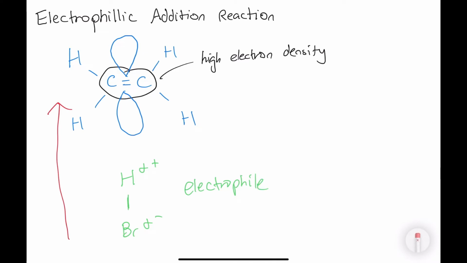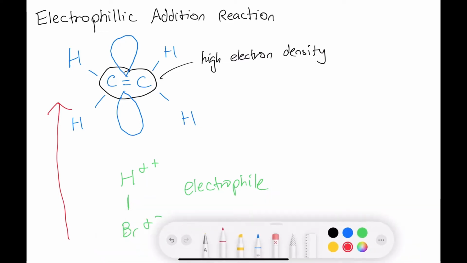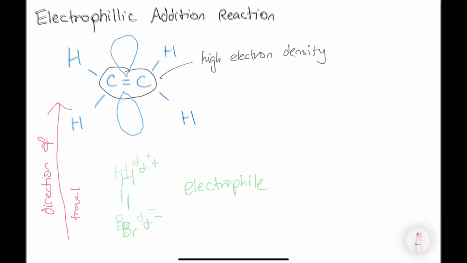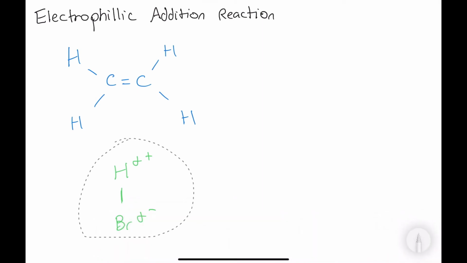So the red arrow is showing the direction of travel, and an important factor that's necessary for this reaction to occur is that the electrophile, in this case the hydrogen bromide, needs to have the correct orientation to have a successful reaction. So we need the hydrogen to be facing towards the high electron density. Okay, now we understand the reactants a bit more, I'll go over the mechanism.